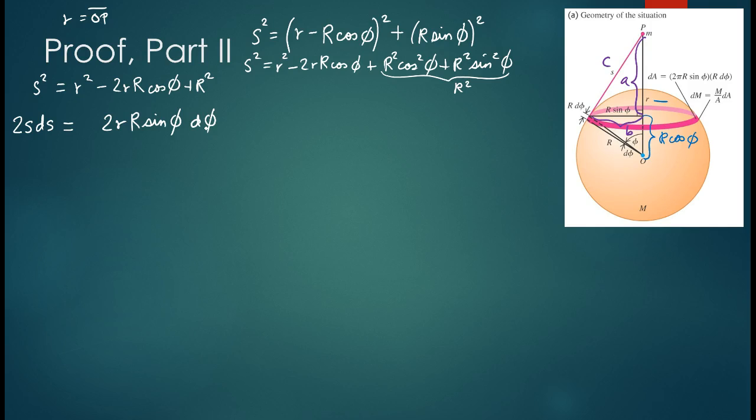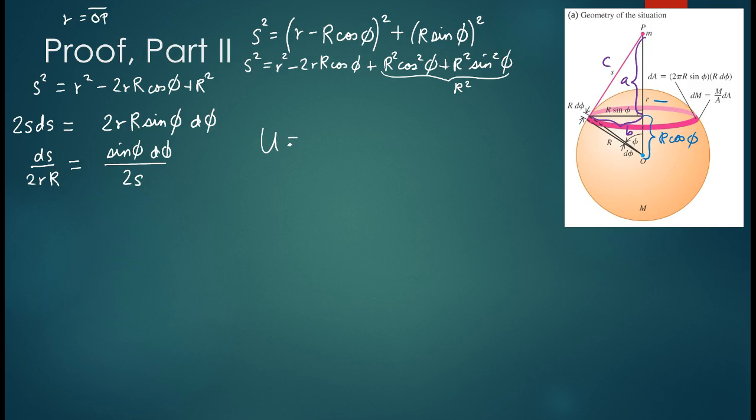Okay, and we can rearrange this a little bit. We're going to rearrange this to be in this form: ds over 2 little r big R is equal to sine phi d phi all over 2s. Now why do we want to write it like this?